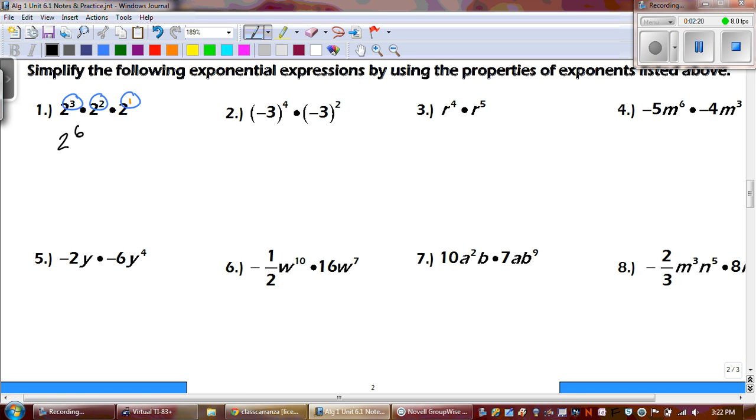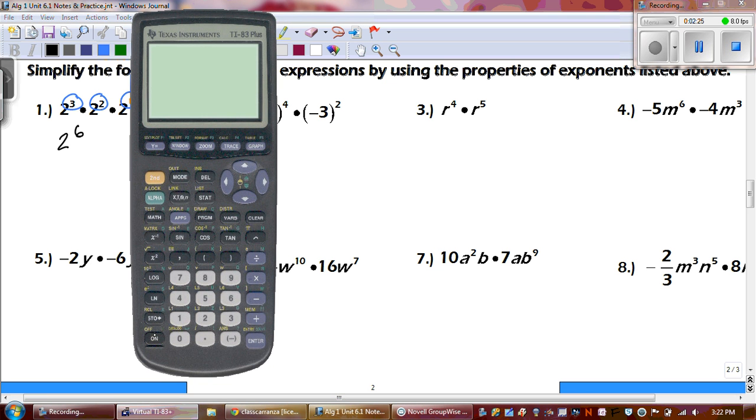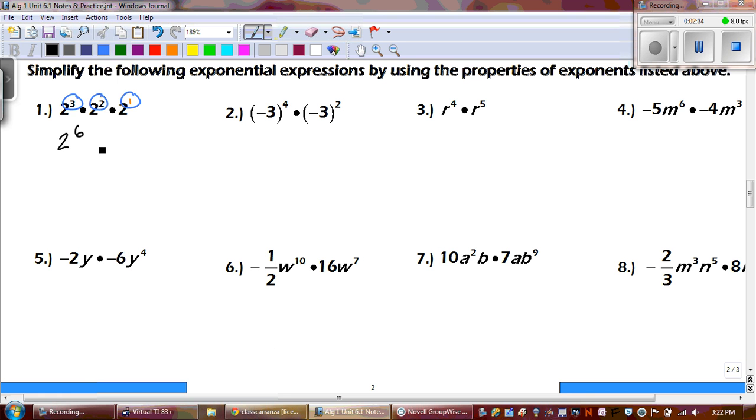Now if it's a number raised to an exponent, we want to put it into your calculator. So 2 raised to the 6th power gives us 64. So 64 is our final answer. All right, number 2.